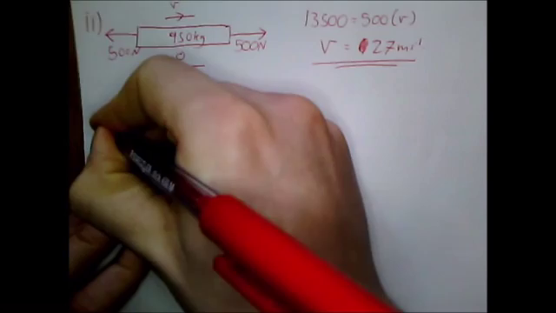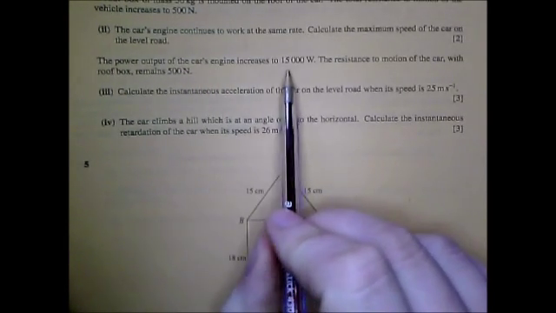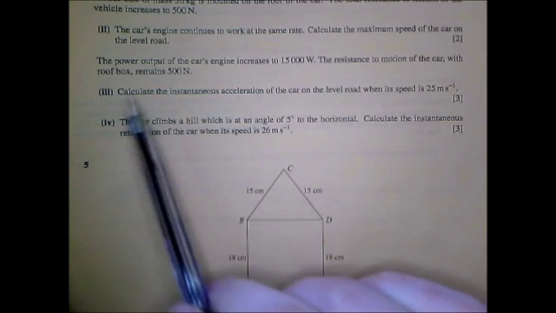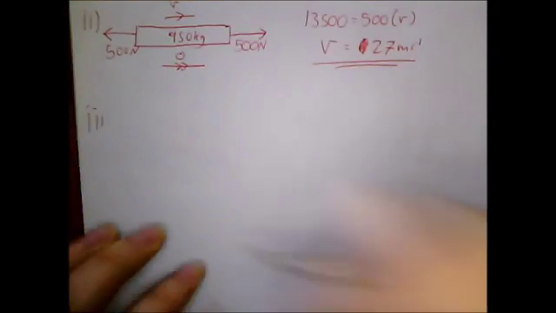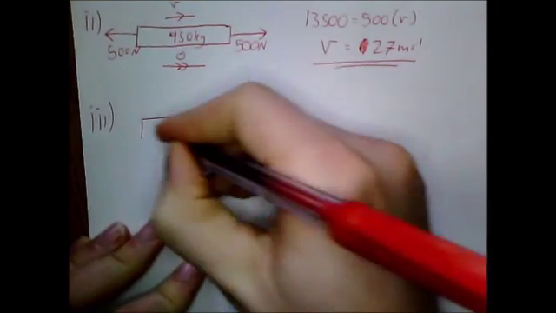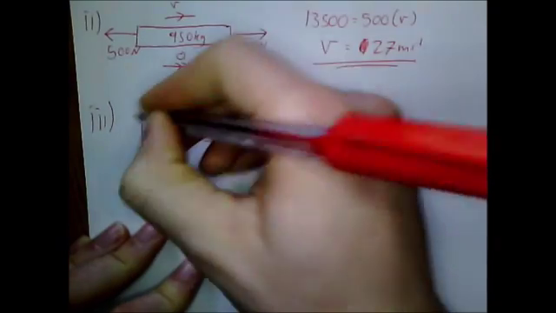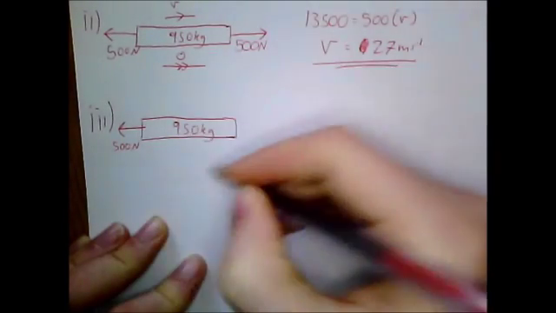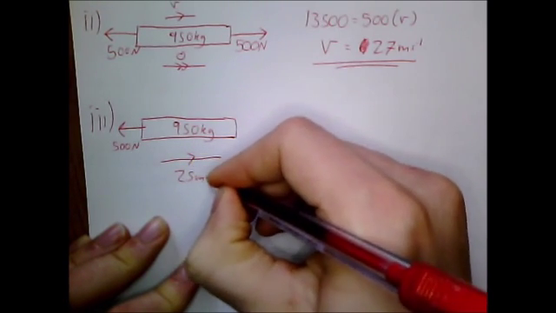Okay, part 3. Our power output of the car is increasing to 15,000 watts, and our resistance to motion of the car is still 500 newtons. We want to find the instantaneous acceleration of the car on the level road when its speed is 25 meters per second. So a third force diagram here. Our mass is 950 kilograms. Our resistance to motion is still 500 newtons. And we want to find the instantaneous acceleration when our speed is 25 meters per second.